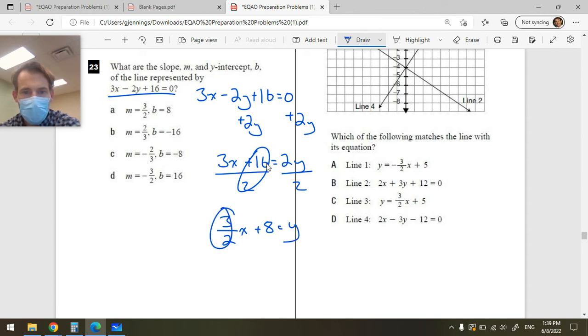Here's m, here's b. This is mx plus b equals y. Y equals mx plus b is the same as mx plus b equals y. All right, so m is 3 over 2, and b is 8. There we go.